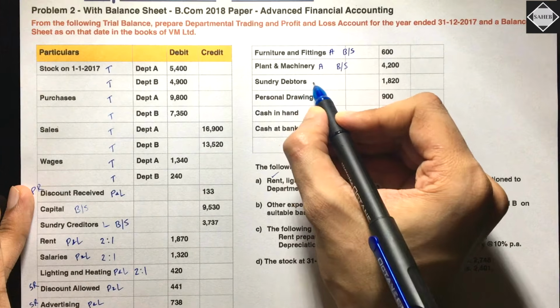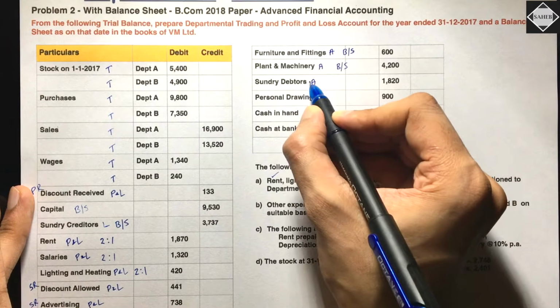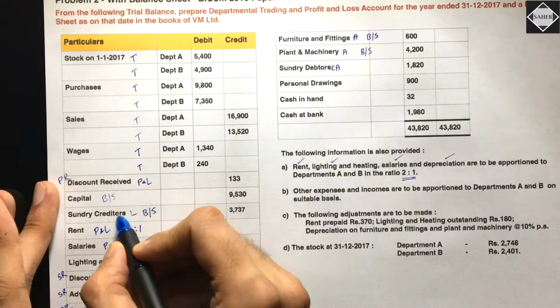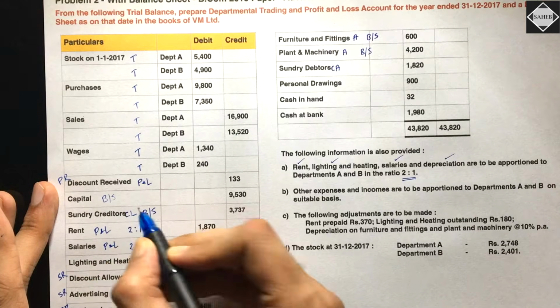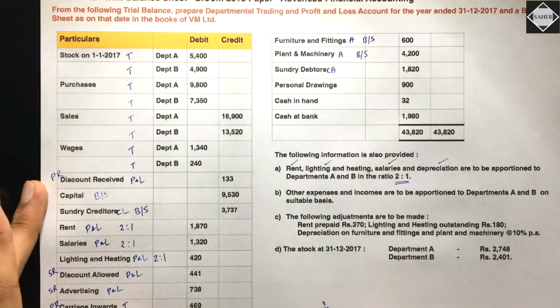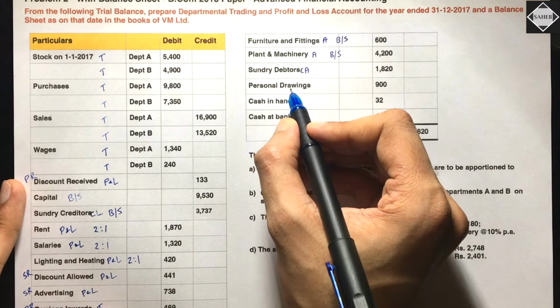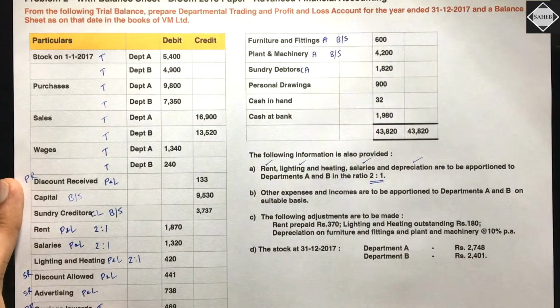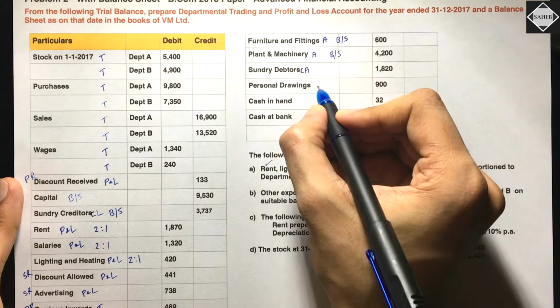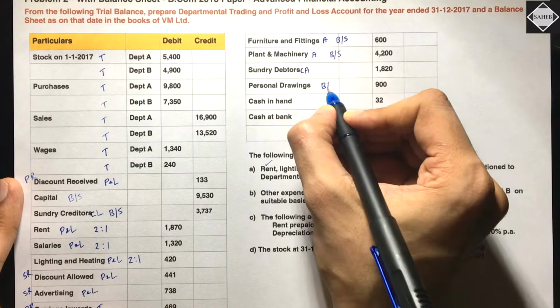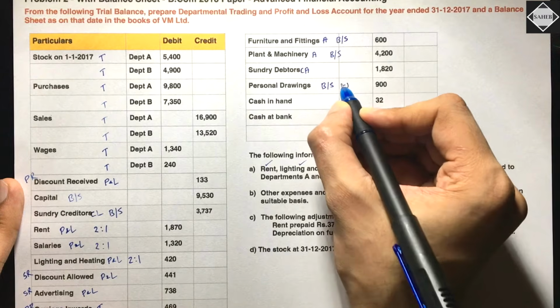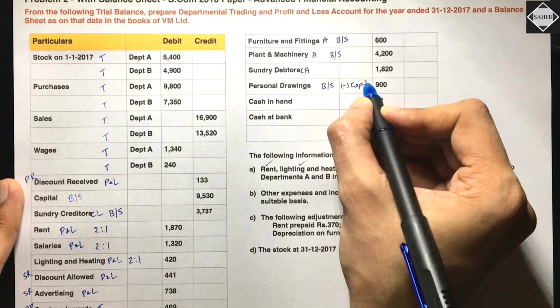Then sundry debtor. Sundry debtor is also a current asset. Can we write CA over here? And this sundry creditor is current liability. Yeah, I'm writing the exact things. Fine. Personal drawings. What will happen of personal drawings? Tell me. Personal drawings will be just subtracted from the capital. So this is also a balance sheet thing. What we have to do of this, we have to just subtract it from the capital.